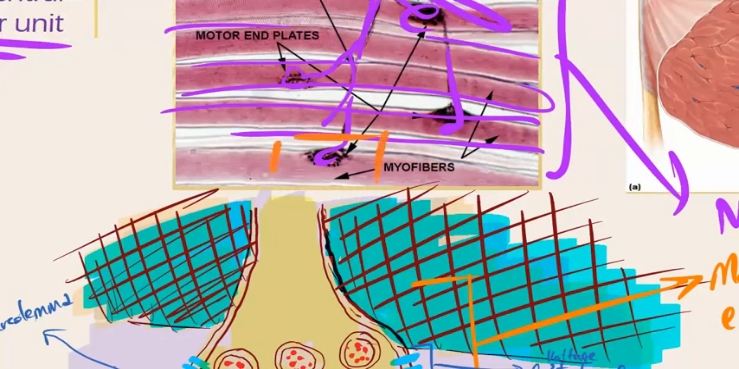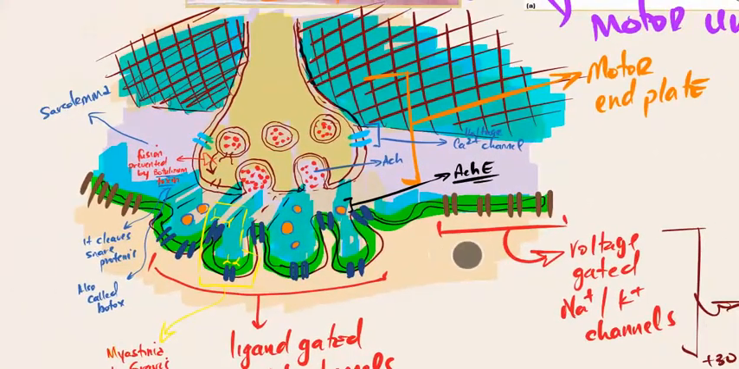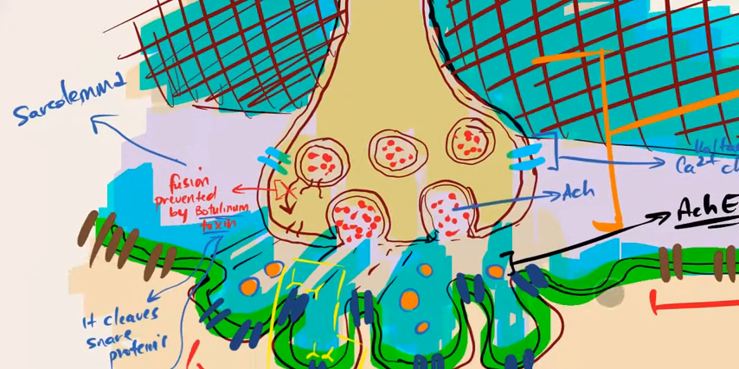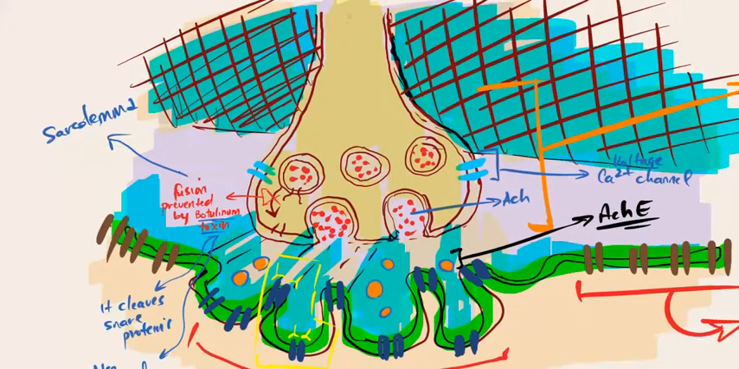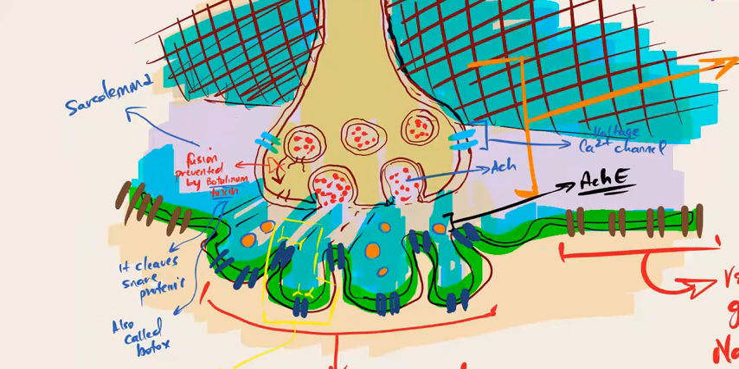synapses, this motor end plate. So here we have the axon synapsing onto the sarcolemma of the muscle, right? The sarcolemma is basically the covering of the muscle. It's like the plasma membrane of the muscle.